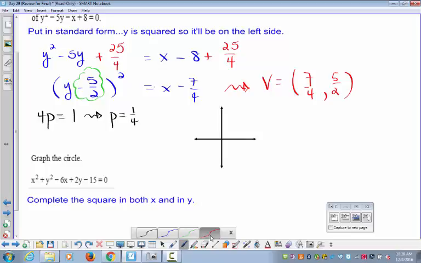So 7 fourths, 5 halves. The y value is 2.5. The x value is just under 2. So our vertex is right there, approximately. And are we opening left or right? Right. So the p value is positive. If the parabola is opening horizontally, positive p means it opens right, and if vertically, it opens up. Since the y's are squared, it's opening horizontally, and p is positive, so it's going to open to the right.